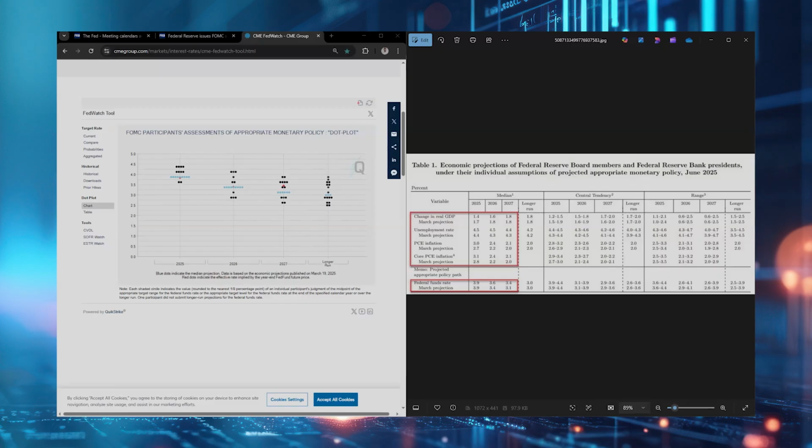Okay, so core PCE was revised up, and Jerome Powell dropped the recession risk talk. And as a result, of course, we had US dollar strength, and it's looking like it's going to be extending, specifically against the Japanese yen and the Swiss franc. So, in my opinion, that kind of looks like stagflation to me.